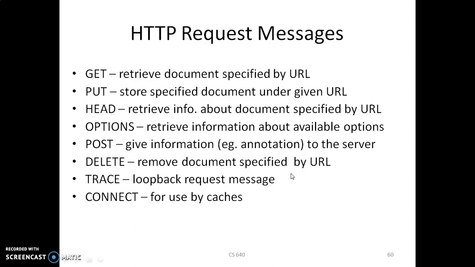Now HTTP request messages. What are the request messages in the HTTP protocol? First is GET, which is used to retrieve the document specified by the URL. Next is PUT, which stores the specified document under the given URL. Next is HEAD, which retrieves information about the document specified by the URL. Next is OPTIONS, which retrieves information about the available options.